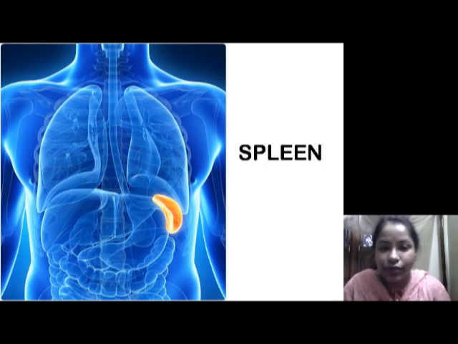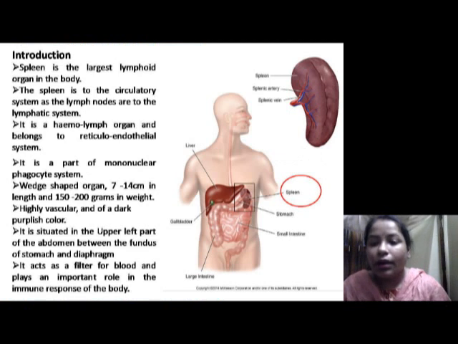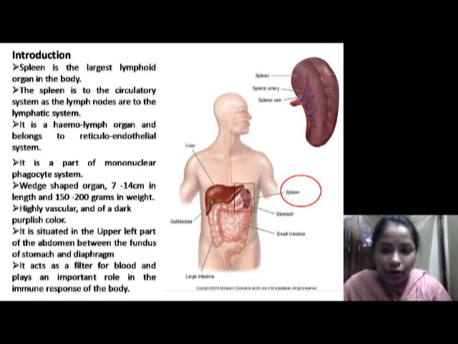So dear 6th semester students, today I will talk on the spleen, especially the histological structure of spleen. So first of all, spleen is a lymphatic organ connected to the blood vascular system, and it acts as a filter for blood and plays an important role in the immune response of the body.